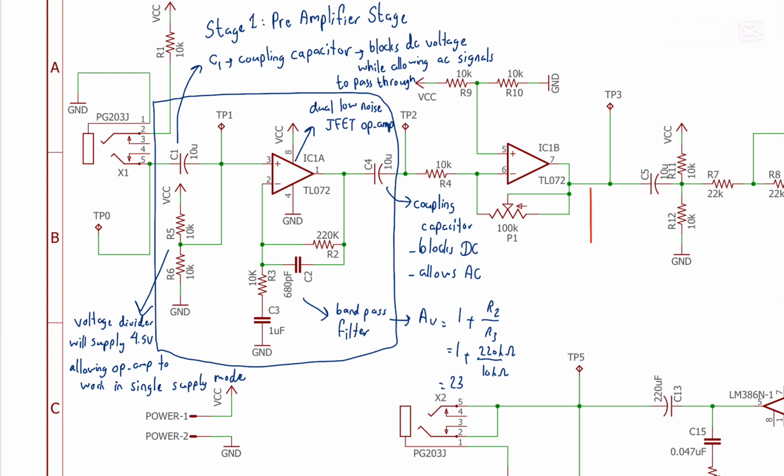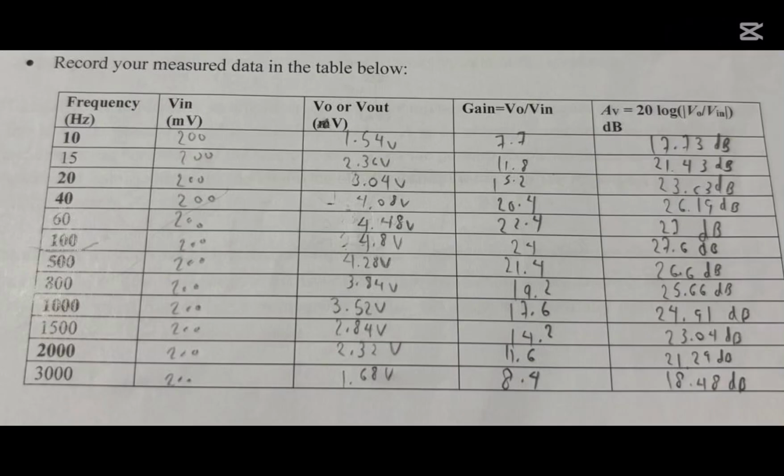The pass band gain formula, which is 1 plus R2 over R3, is 1 plus 220 kilo ohm over 10 kilo ohm, which is equal to 23. So basically, capacitor C4 is another coupling capacitor which blocks DC from the amplified signal and outputs clean AC.